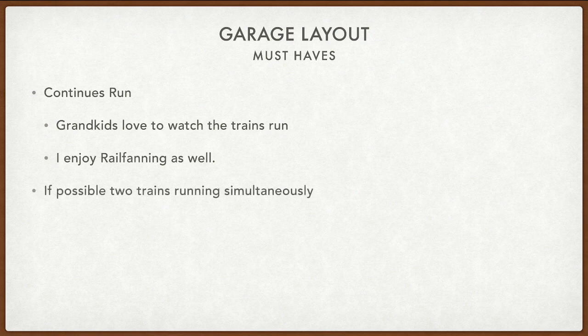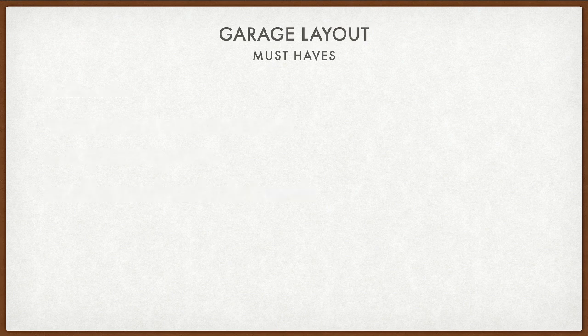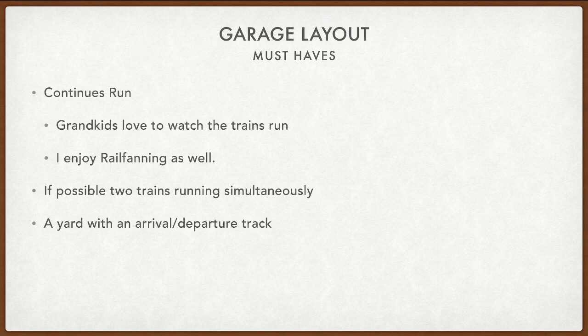If possible, I'd like to have two trains running simultaneously. Again, it's a small layout, and I don't know if I can do that or not, but we'll take a look at that. I'd also like to have a yard with an arrival departure track. A lot of times I see the yards on the plans I've been looking at where you come into it and then go back out of it. So I need an arrival departure track, which might be able to double as a runaround depending on which way things are going.